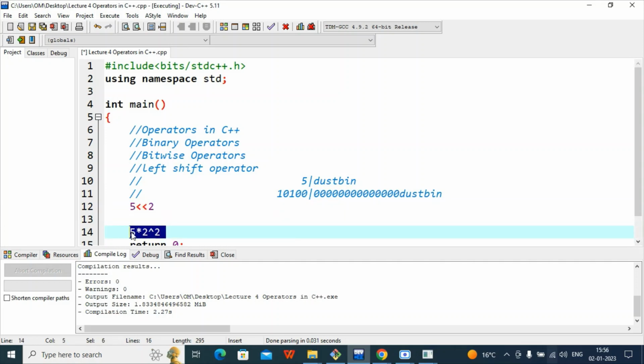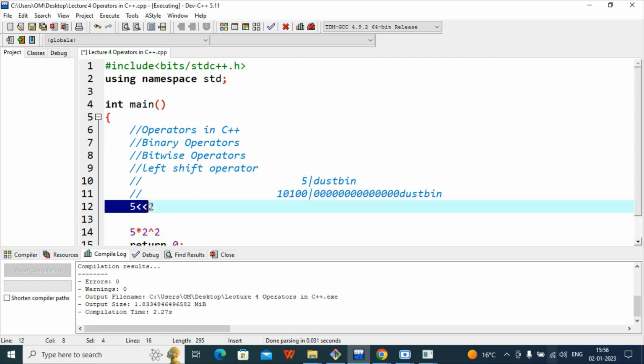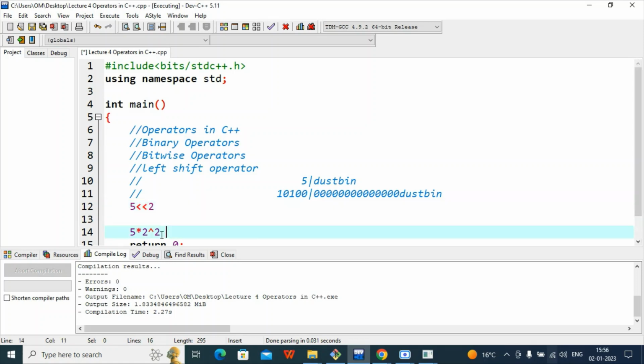And check this expression. What will it give you? 2 to the power 2 is 4. 5 into 4 is 20. It gives you the same. It is giving you the same, right? Do it like this or do it like this.